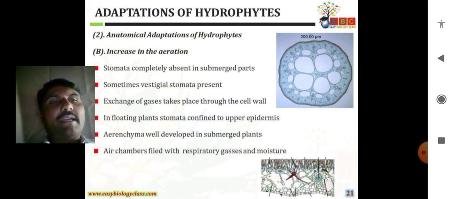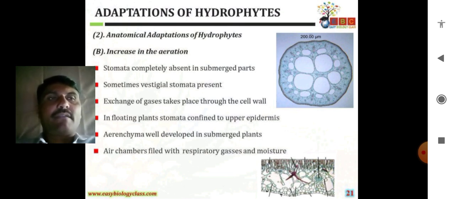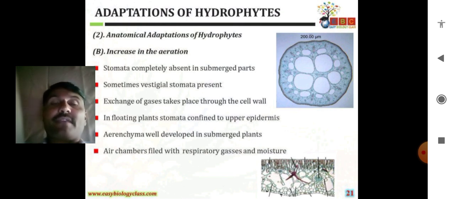Now, what is the increase in aeration? You may see the diagram on the upper right hand side. Stomata are completely absent in submerged parts, that is, in the parts of the hydrophyte which are inside or below the water. Vestigial stomata are present. Exchange of gases takes place through the cell wall.